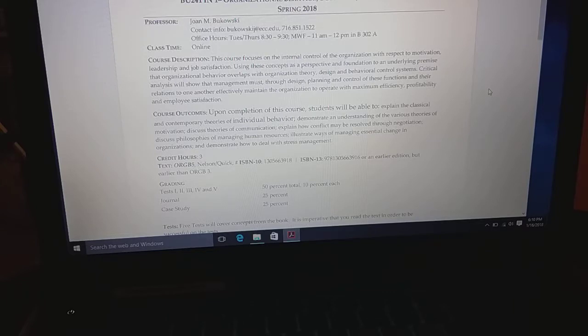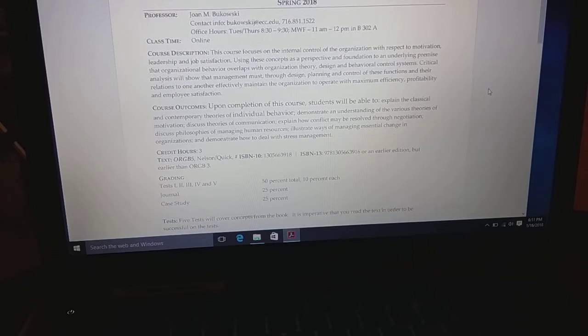Essentially, those journals are going to be taking the theories that we talk about in class and relating them to real life situations. So, for example, when we're in the problem solving or decision making section, you might talk about the way a decision was made at work, and how it relates to the theories that we talked about.